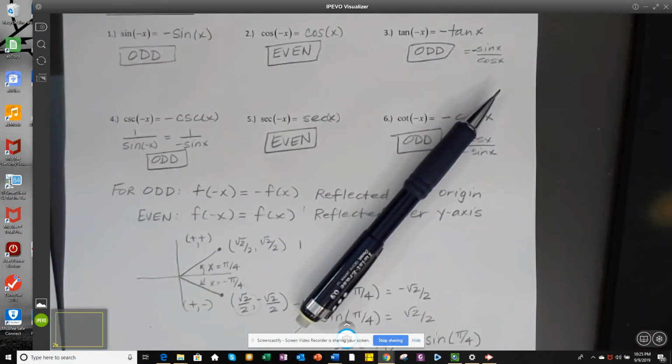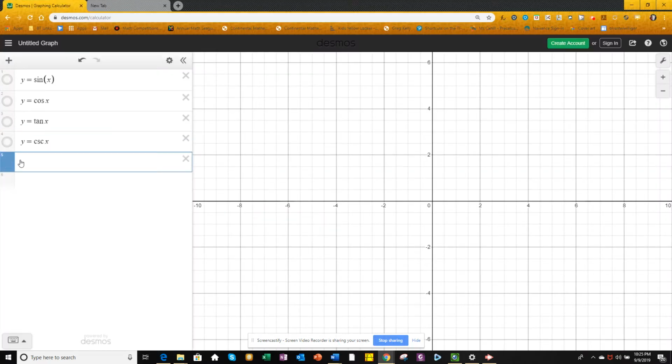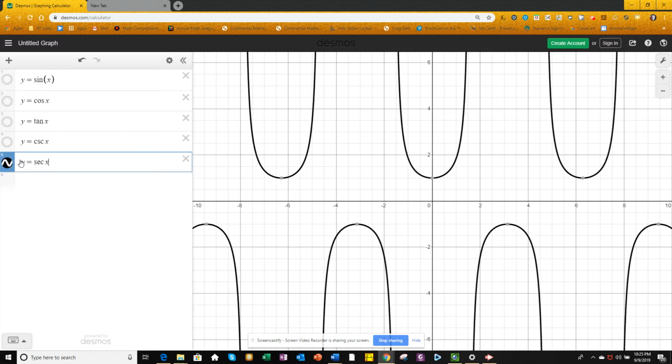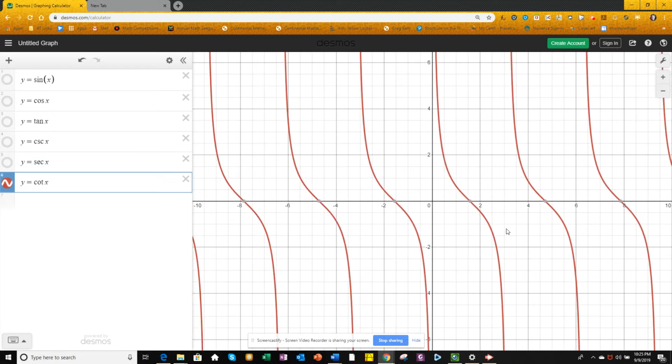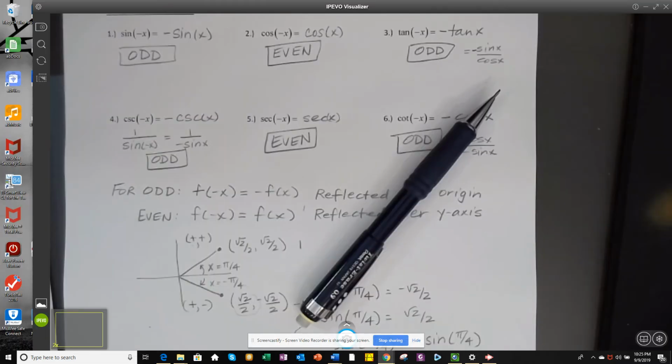Okay, and if we look at the graph of secant to be consistent, you'll see that secant is reflected over the y-axis very nicely. And then lastly, I didn't graph cotangent. So this is y equals cotangent of x. And this is negative down here, positive up here. Do you see how it's reflected over the origin? This one's a little harder to see sometimes, but anyway, they are indeed reflected over the origin here. All right, so cotangent's also odd.